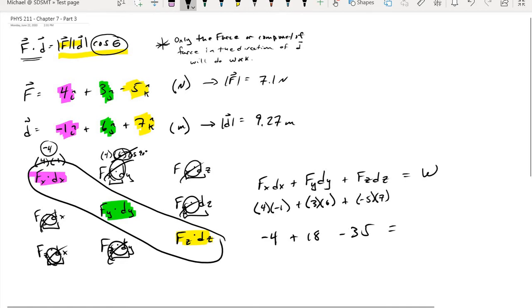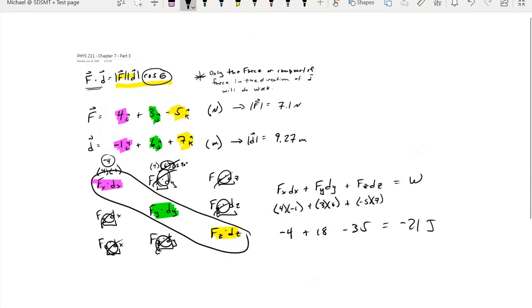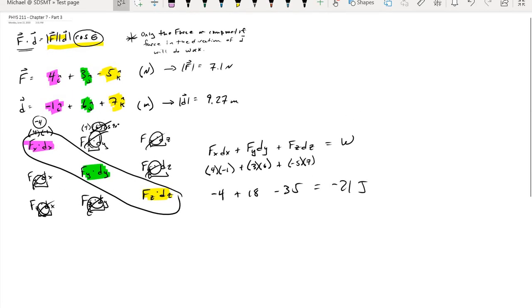For a grand total of, let's see, 35 and 4, it's -39 plus 18, which makes for -21 joules worth of work that has been done by that force. And so there's our answer. We now know how much work was done by that force over that displacement.